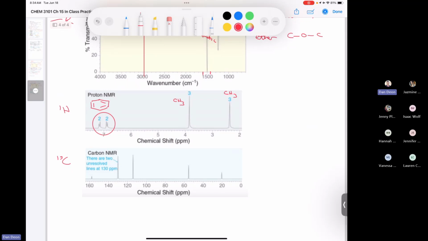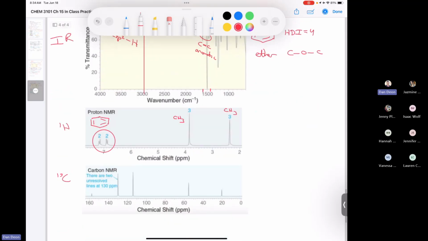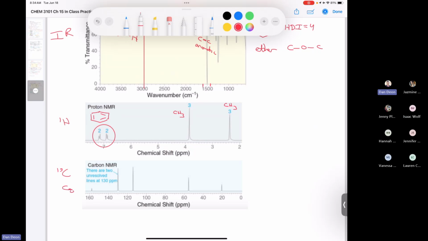Now, in terms of the carbon, we have a total of 8 carbons in our formula, C8, but if I label these, we have 1, 2, 3, 4, 5, 6 signals in our carbon. It says there are 2 unresolved lines at 130. What it's saying is you count it like this: 1, 2, 3, 4, and 5. These are 2, they're unresolved. It means they're so close, they're overlapping with each other. 6, like that. Does that make sense to everybody? They're so close to each other.